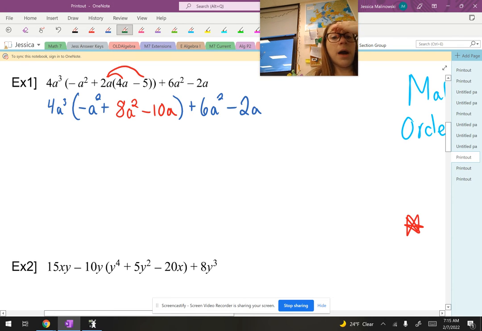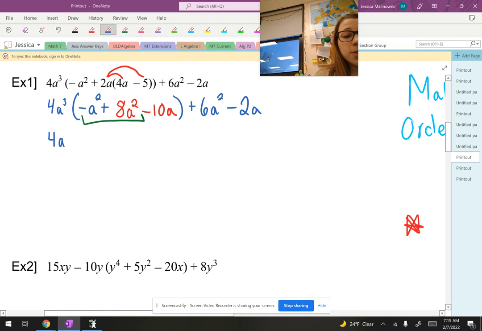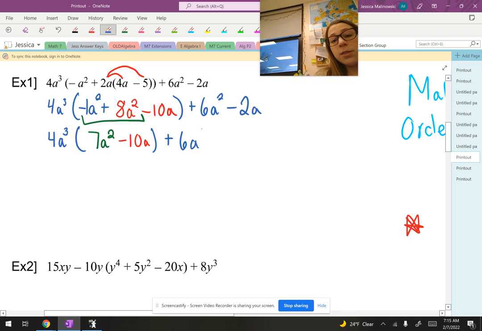And actually, though, I can make my life a little bit easier here by combining these two like terms first. Then I'll only have two things to distribute. Let's do that. So keeping my 4a cubed there, negative 1a squared plus 8a squared can very nicely turn into 7a squared. Again, same variables, same exponents. Minus the 10a, close my parentheses. Can't do anything with those two pieces as one's an a squared and one's just an a.